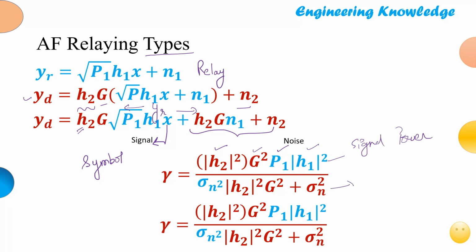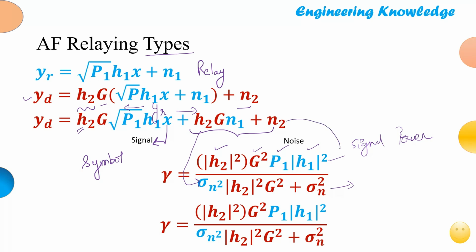And in the denominator we will have the second components, from this space, so sigma n square, because I am assuming that the AWGN component variances are the same on the SR and RD links. This is a fair assumption; it generally does not violate anything. And mod H2 square will be from this entity, and G square. So this will be, plus sigma n square from here.